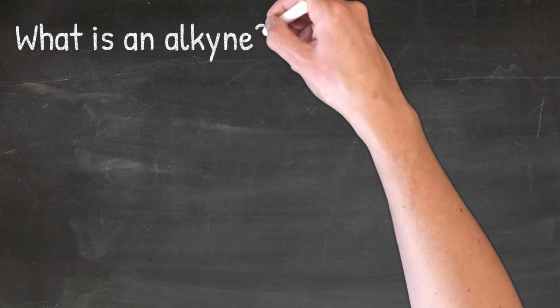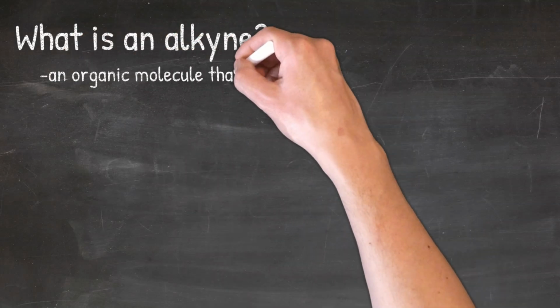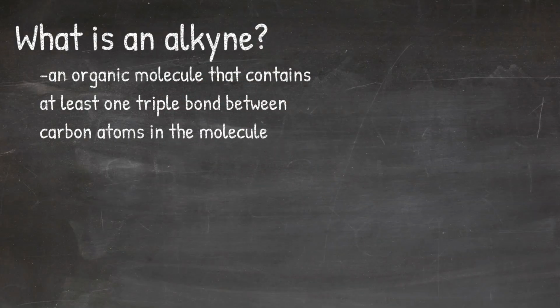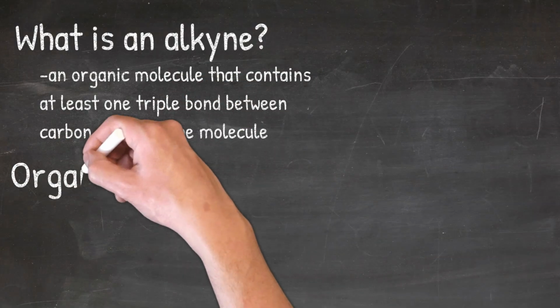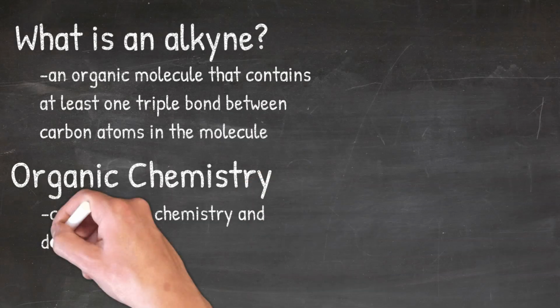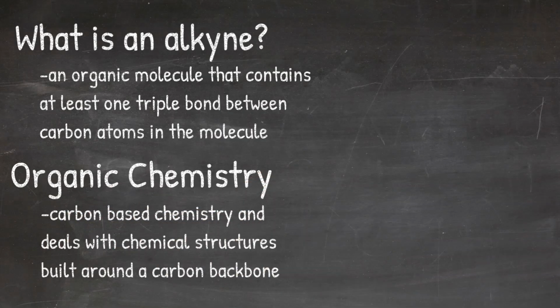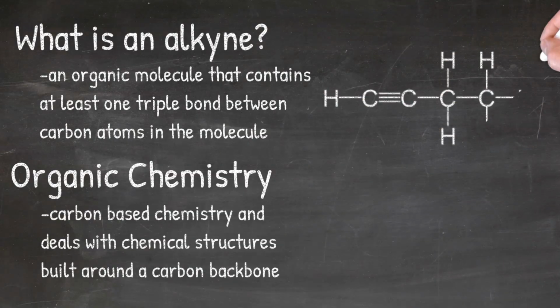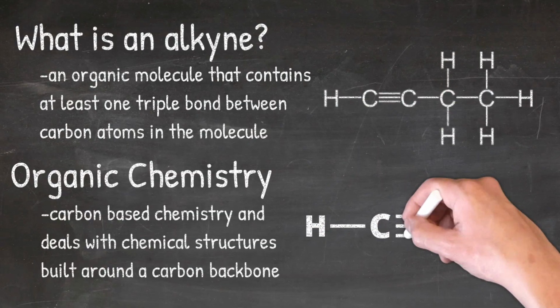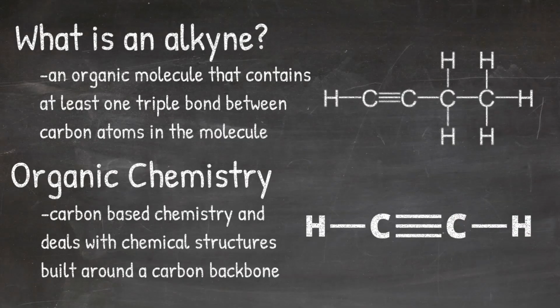Before we look at naming alkynes, we need to first know what an alkyne is. An alkyne is simply an organic molecule that contains at least one triple bond between carbon atoms in a molecule. Organic chemistry is based on carbon chemistry and deals with chemical structures built around a carbon backbone. The identifying feature of an alkyne is that you have one or more triple bonds present between carbon atoms in the structure. So here you see a few examples of alkynes. The one thing you should notice about all these molecules is that they are made of all carbons and hydrogens, and there are triple bonds present in the molecule.